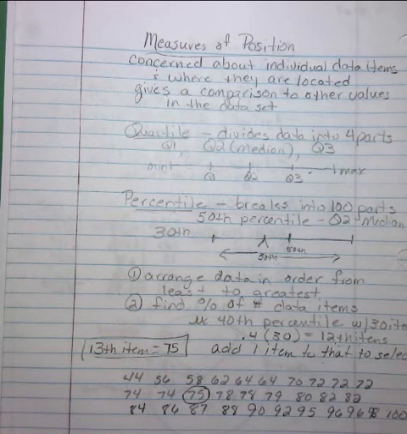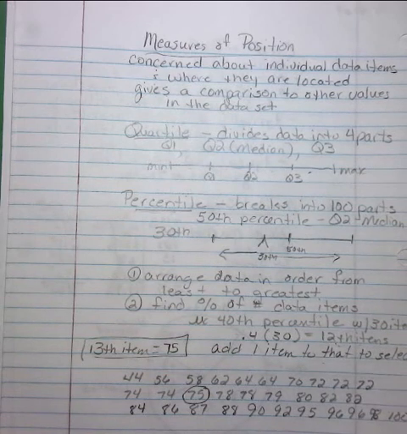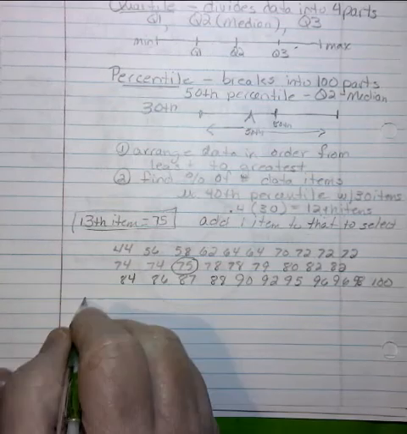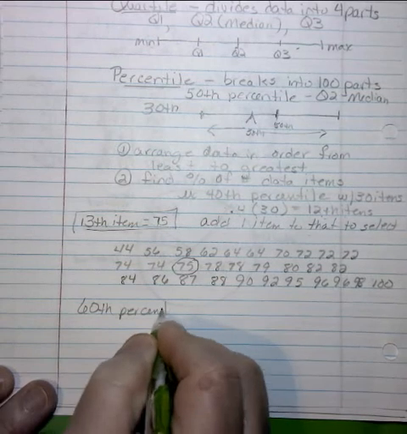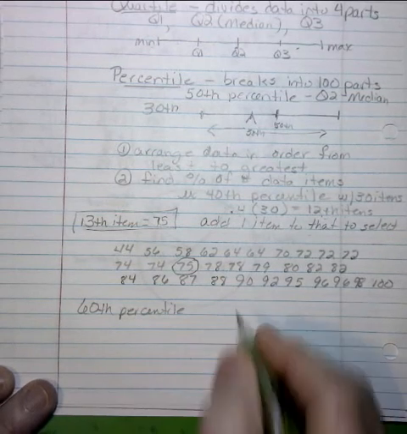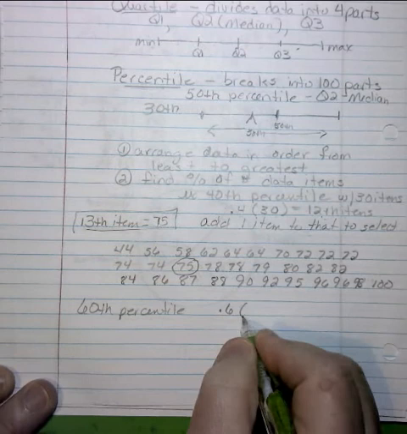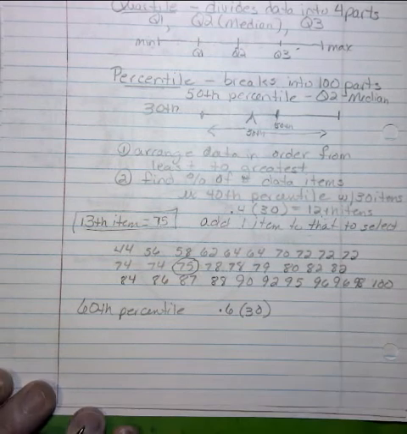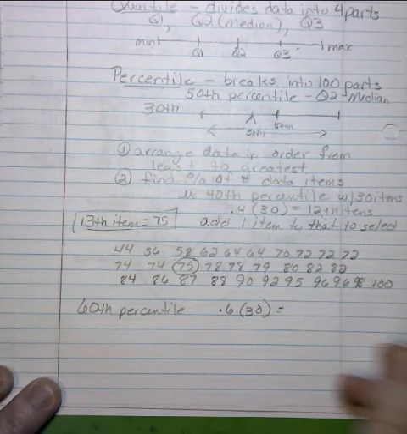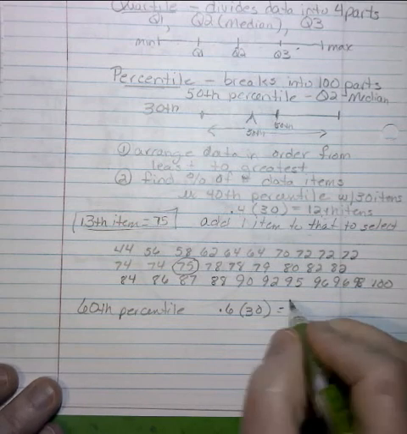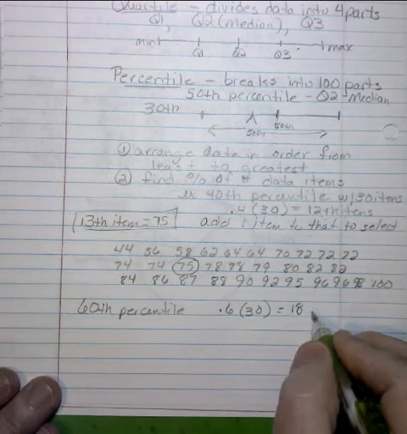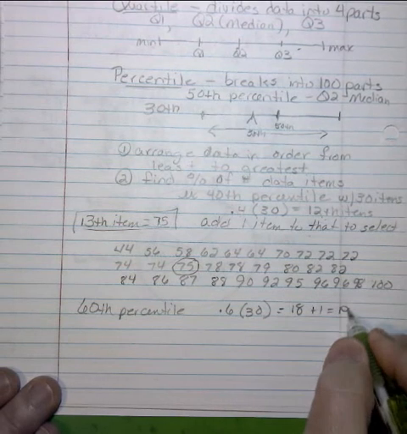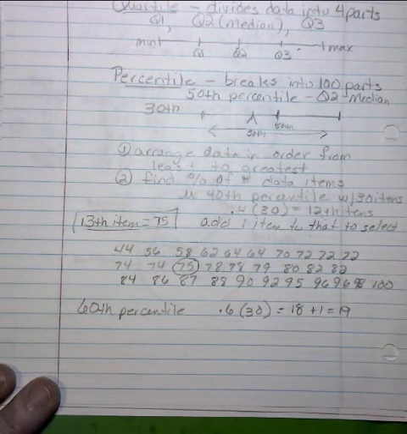Now let's just do another example for good measure. Let's say we wanted to find the 60th percentile. So we would do 0.6 times the 30, and that turns out to be 18. So we add 1 to that, and we want to find the 19th item.